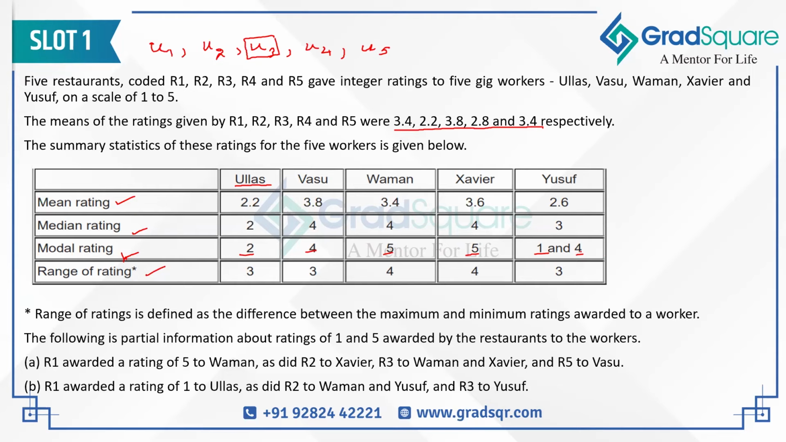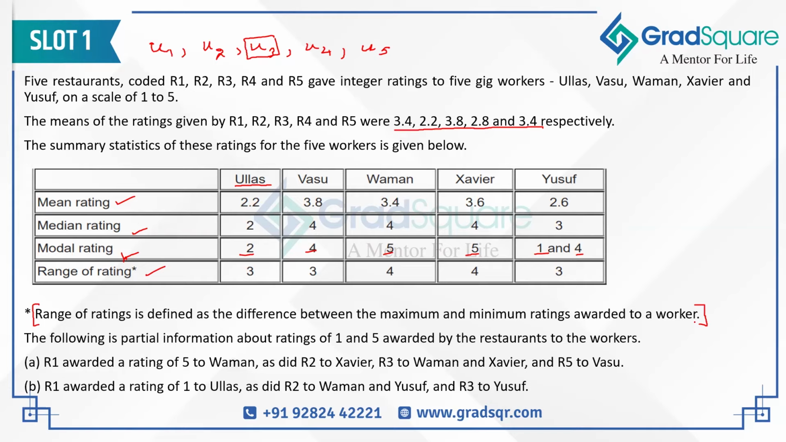And finally, the range is given. The definition of range has been given to us in this particular line itself. But even if it is not given, range of a set of data is always the difference between the maximum value and the minimum value. So if a worker has got a rating of 1, you cannot get a rating of lower than 1. The lowest rating of 1 from a restaurant and the maximum rating of 5 from a restaurant, then the range of rating for that worker will be 5 minus 1, 4. So the maximum range possible in this particular set for each and every worker from restaurants will be 4.